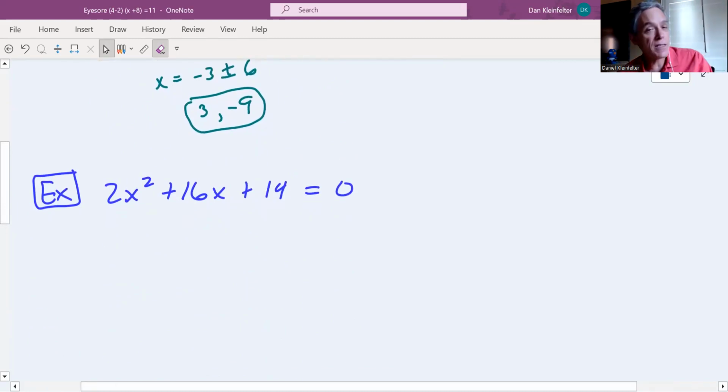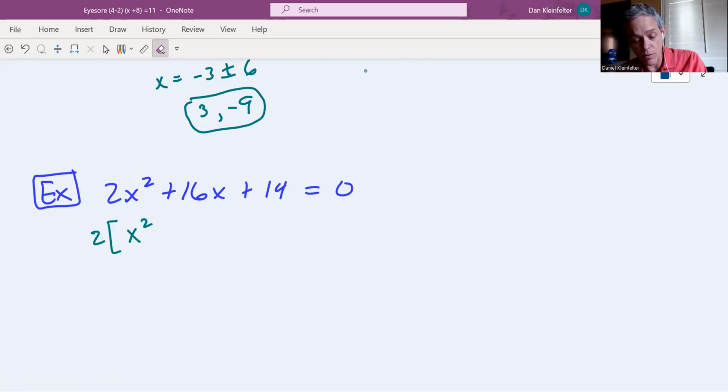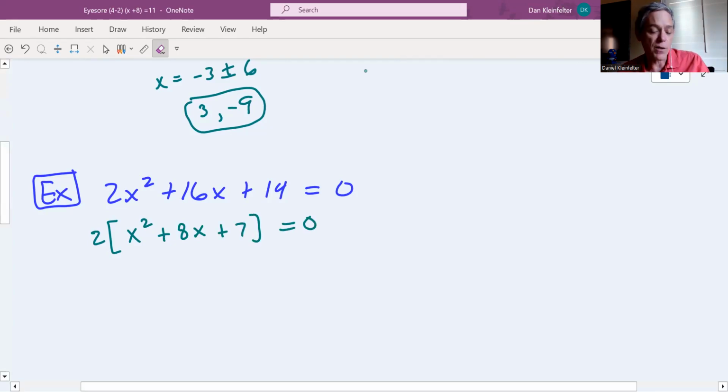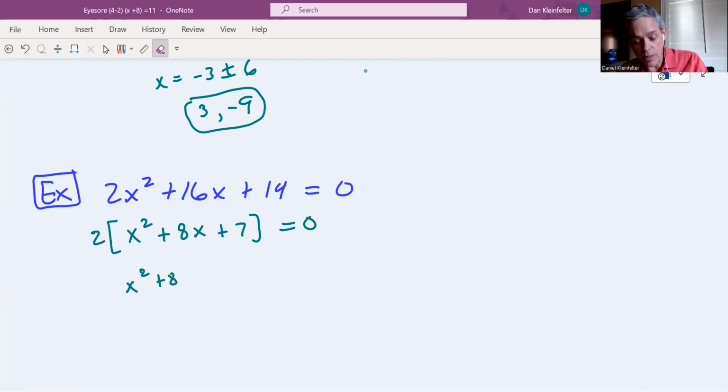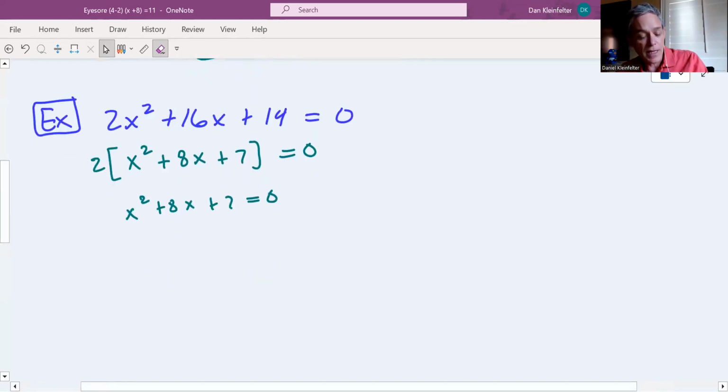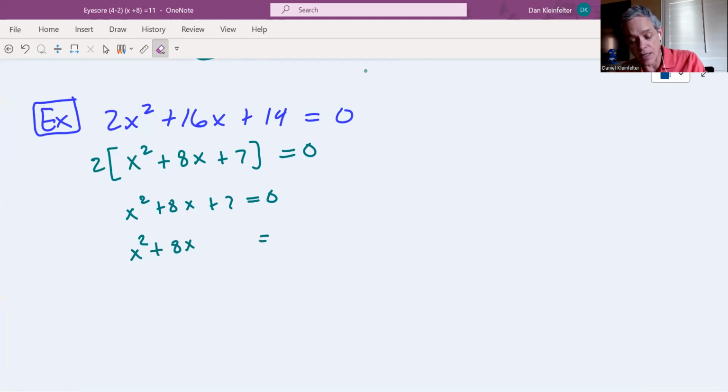Okay, what's different on this one is that there's a common factor of 2 that we can remove. So we're going to first factor out that 2. This will give us 2 times x squared plus 8x plus 7, that's equal to 0. Divide both sides by 2. We'll have x squared plus 8x plus 7 is 0. Then I'm going to take that 7 and subtract from both sides. We'll have x squared plus 8x equals negative 7.